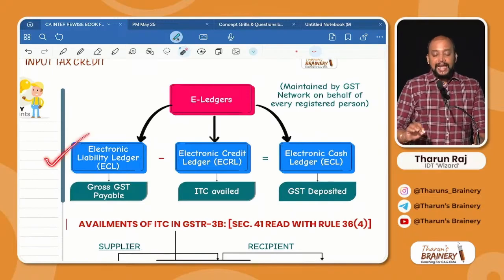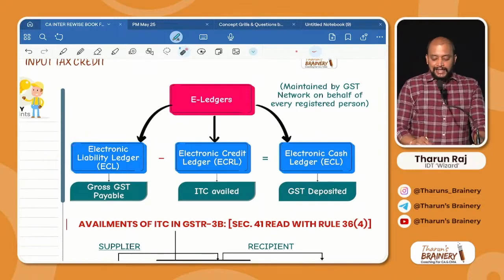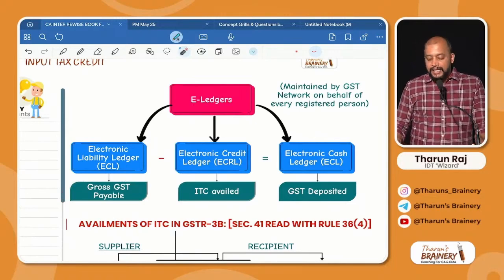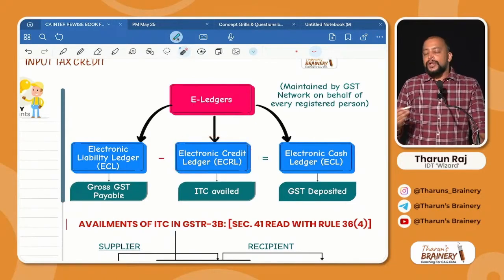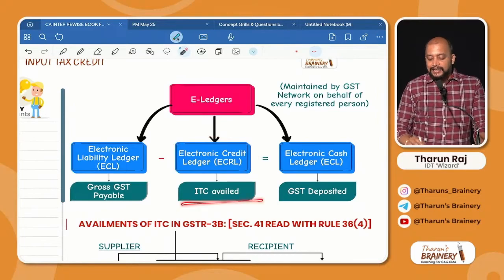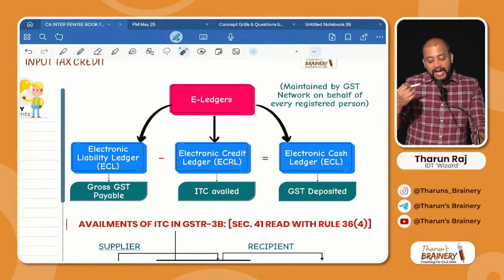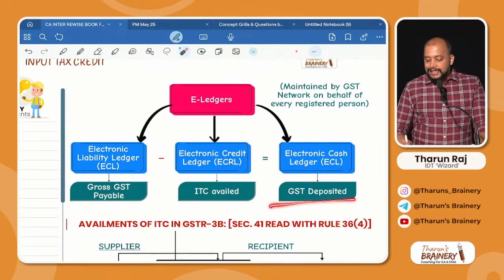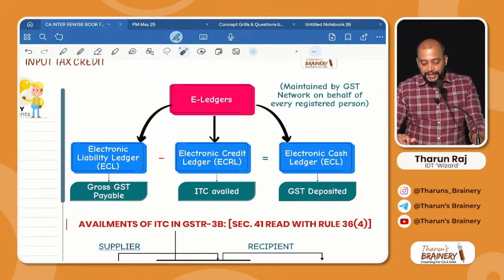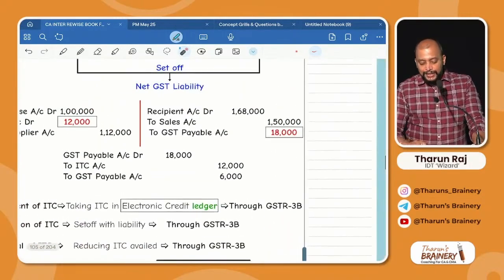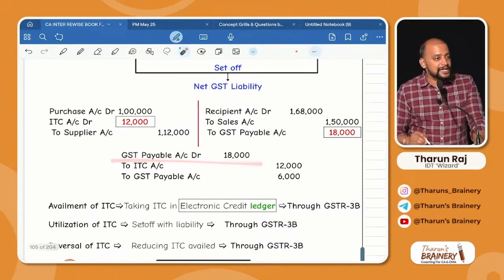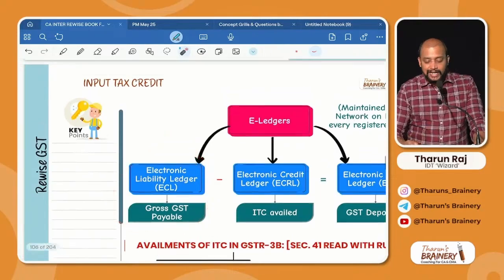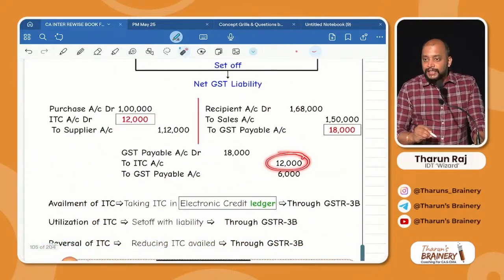So there are three electronic ledgers. One is the electronic liability ledger. What does it contain? It contains the gross GST payable, however much liability we have. Then the electronic credit ledger, what does it contain? It contains the input tax credit that we have availed. Then the electronic cash ledger, it contains the GST that we have deposited. So coming back to this example, this GST payable 18,000 will be reflected in the liability ledger. This ITC we avail 12,000, right?